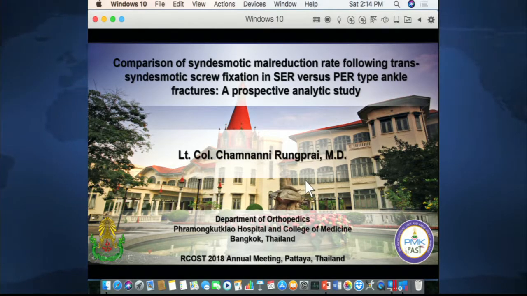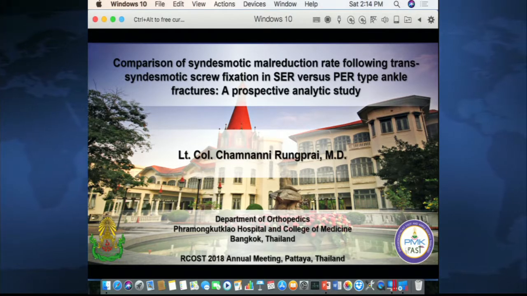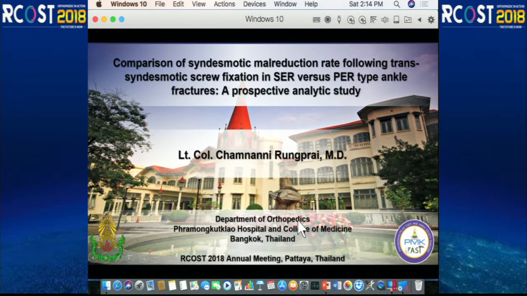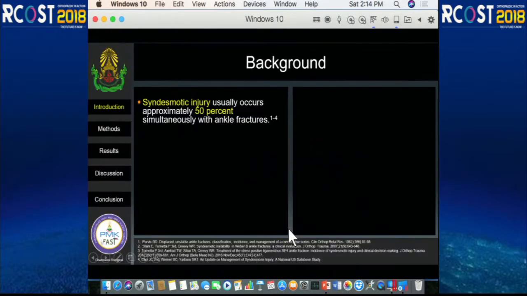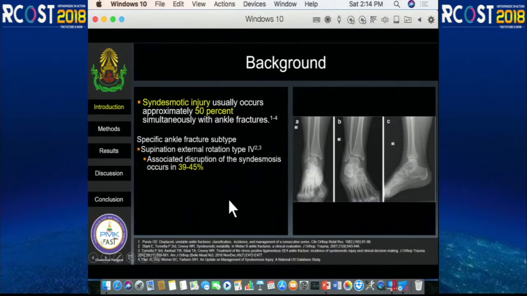So my first paper is a comparison of syndesmotic malreduction rate following trans-syndesmotic screw fixation in SER versus PER type ankle fracture, a prospective analytic study. I have no disclosure. Syndesmotic injury usually occurs approximately 50% simultaneously with ankle fracture.